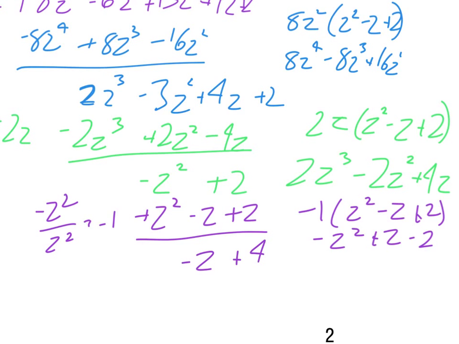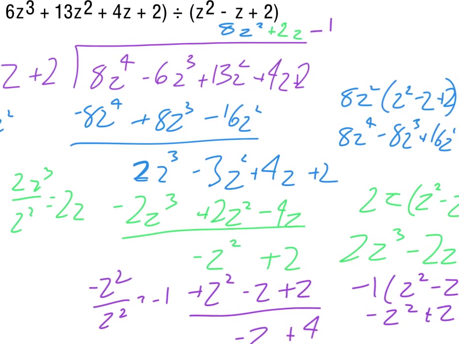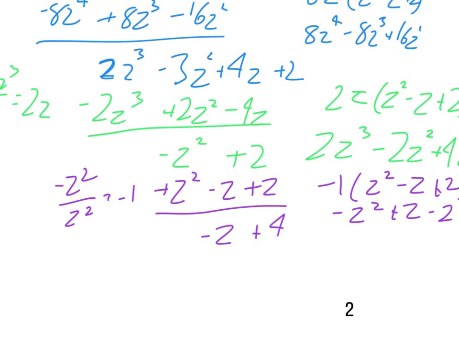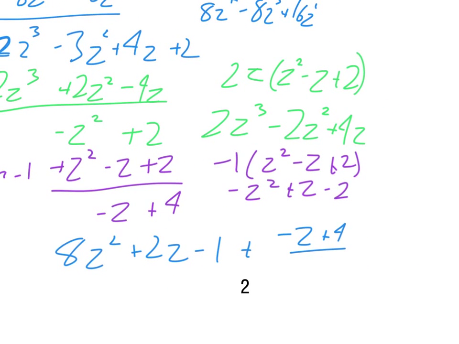So the actual answer would be the 8z squared plus 2z minus 1, plus the remainder of negative z plus 4 over the divisor, which was our z squared minus z plus 2.